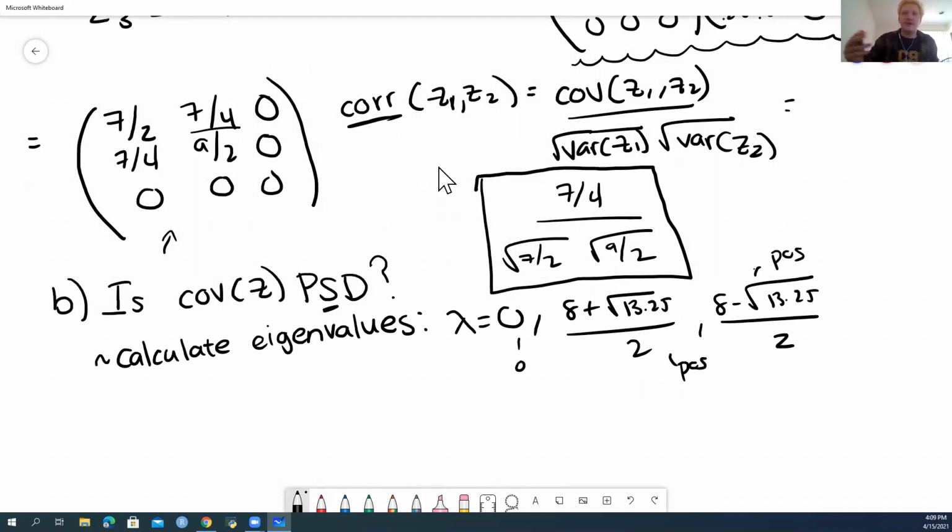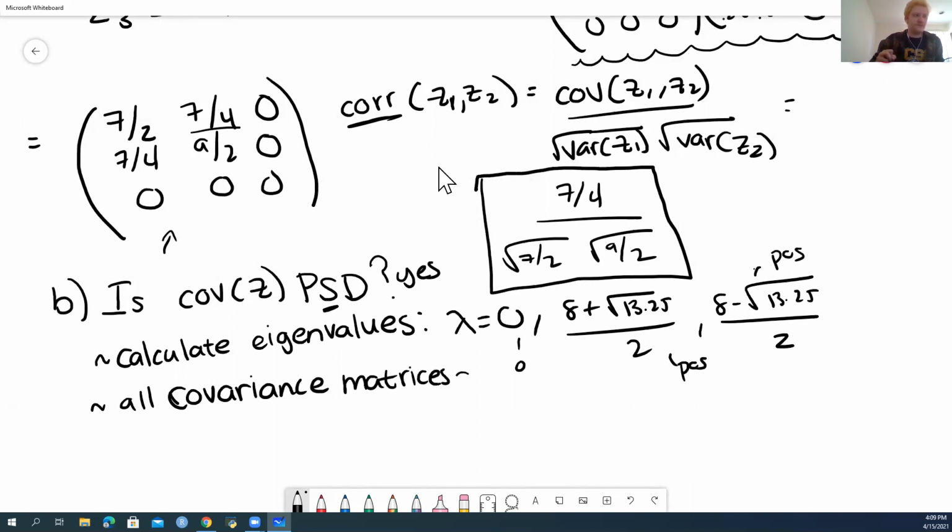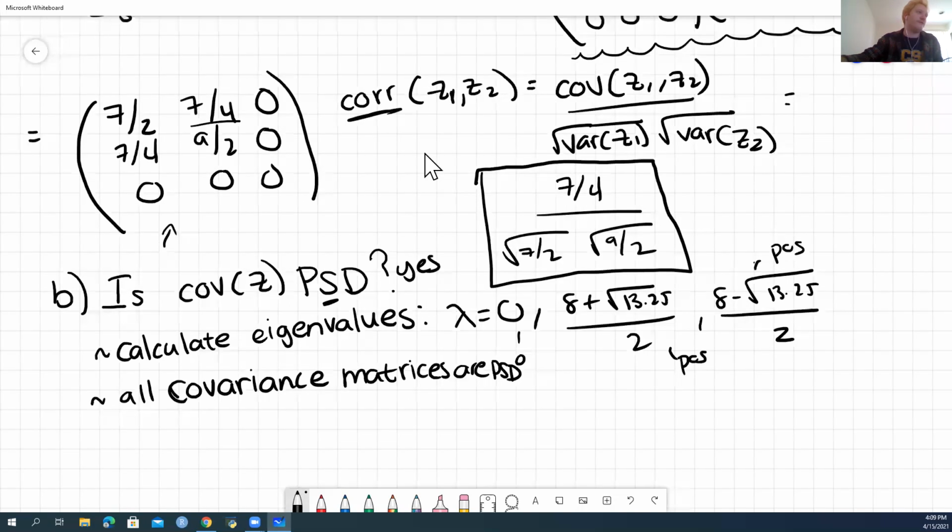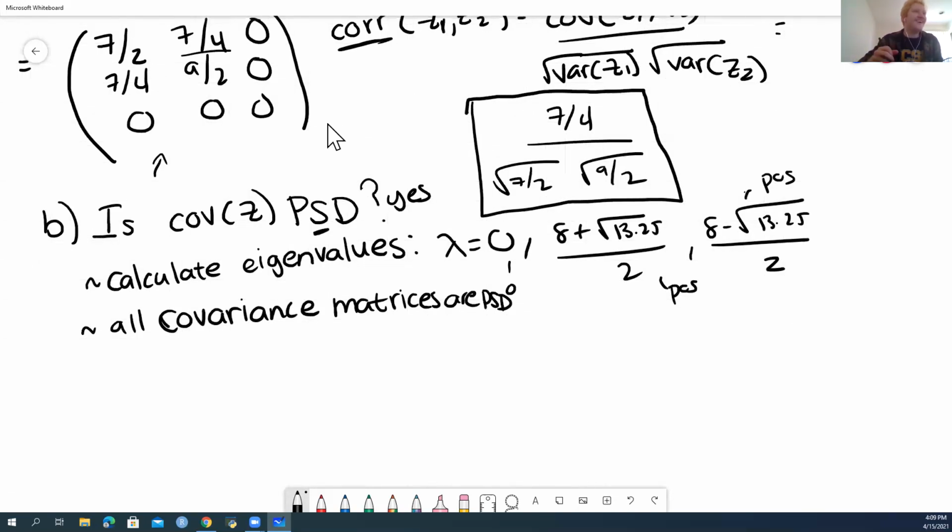But also just FYI, all covariance matrices are positive semi-definite. They have to be. So you could have also checked that. I don't know if you've proven that yet, but they all are.